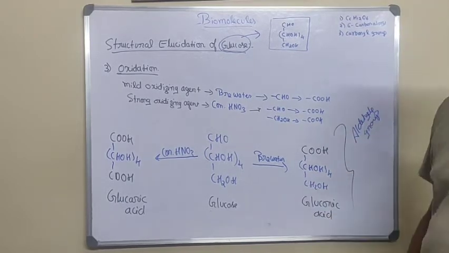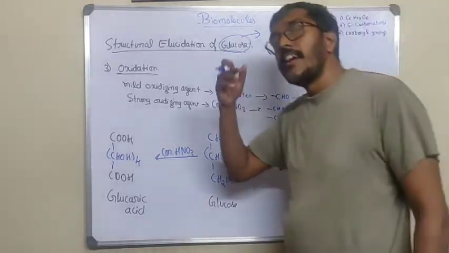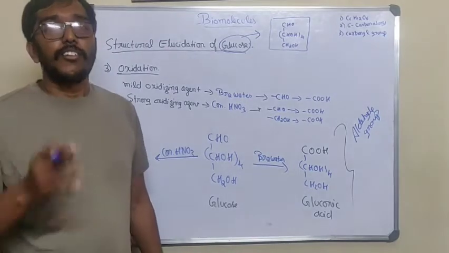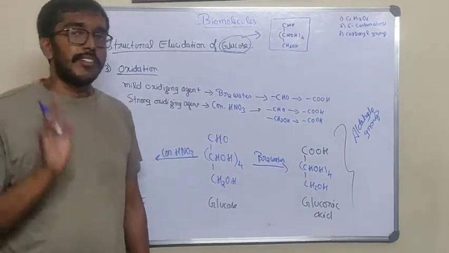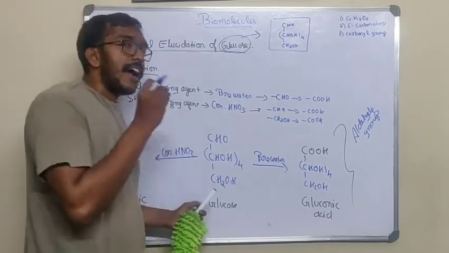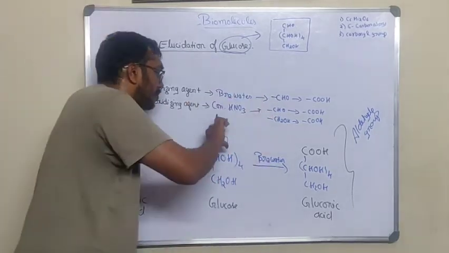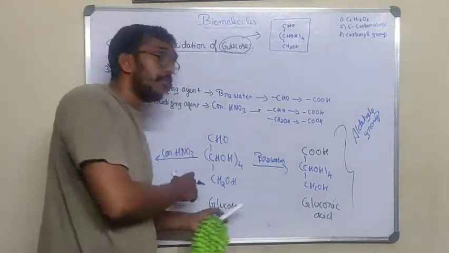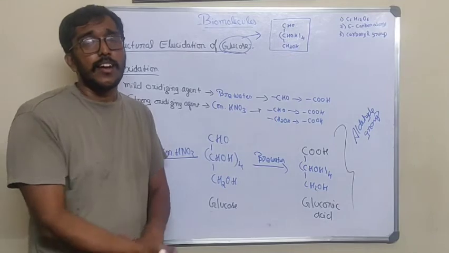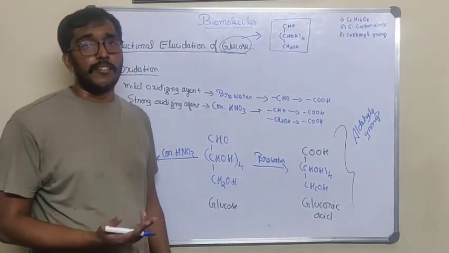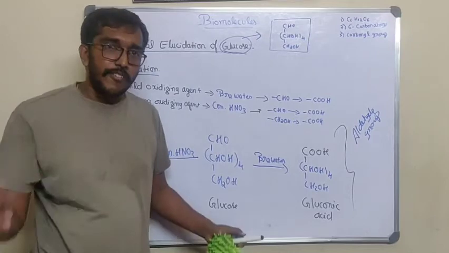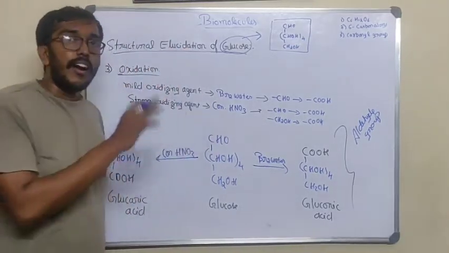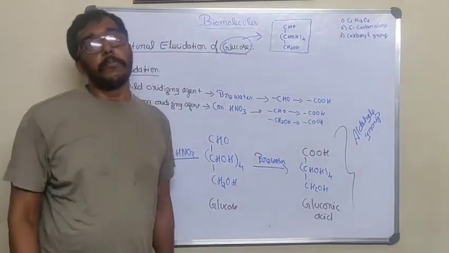So this is very, very important. This aldehyde always shows a positive response to the Tollens test or Tollens reagent, and also Fehling's reagent. If I add Tollens reagent to glucose, since it contains an aldehyde group, the compound reduces the Tollens reagent and forms a silver mirror. For the same glucose, if I add Fehling's reagent, since the aldehyde group is present, we will get a red color precipitate.